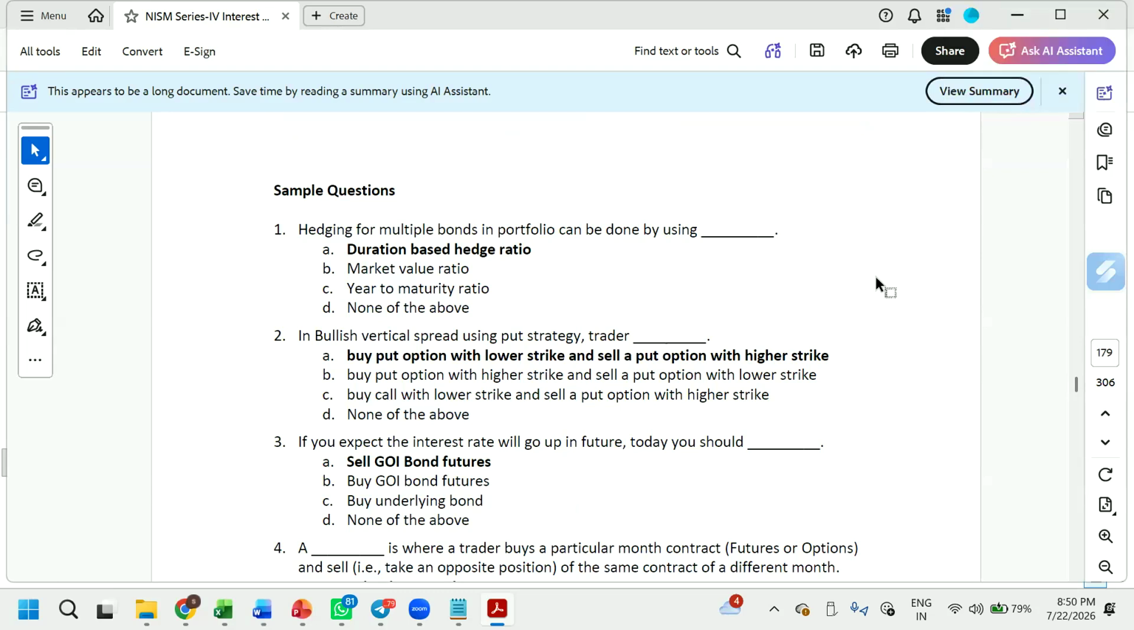Buy the put option with the lower strike, sell the put option with the higher strike. Yeah, it's the same. See, what is happening here, let me quickly try to make you remember this, right? Bullish call spread में क्या हो रहा है? So we are buying with the lower strike and selling the higher strike.